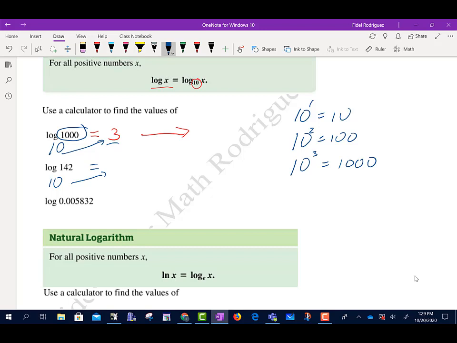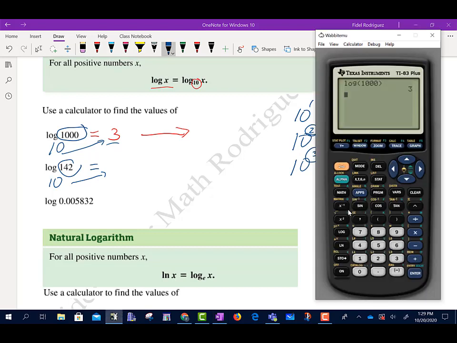So I know it's not going to be an integer, it's not going to be a whole number, but it's going to be a number somewhere between 2 and 3, because 142 is between 100 and 1,000, and it should be closer to 2 because 142 is much closer to 100 than it is to 1,000. So let me take my calculator again. I'm going to hit the log button, and I'm going to hit 142. Again, I should be coming up with a number relatively close to 2, a little bit over the 2. There it is, 2.15.